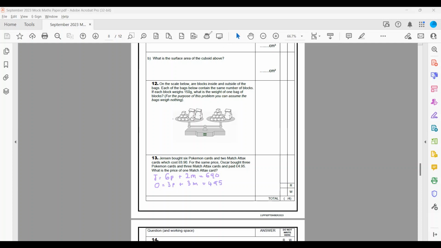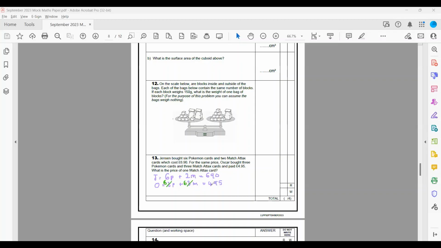So in order to do that, because I don't know the price of the Pokemon or the Match Attacks, I'm going to make the Pokemon cards the same. So I have six Pokemon cards here. Three will go into six, so I'm going to change this to six. And because I've changed this, I need to change these by the same factor. So to go from three to six, I times by two. I'm going to times this by two to make this six. So I must now double £4.95, which will be 10p short of £10, so £9.90.